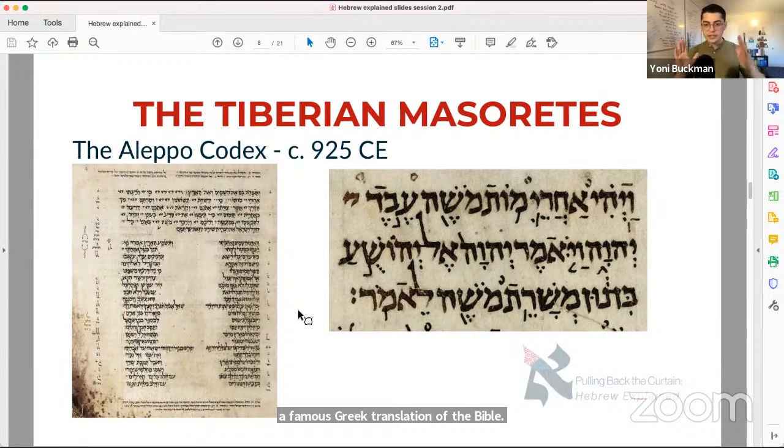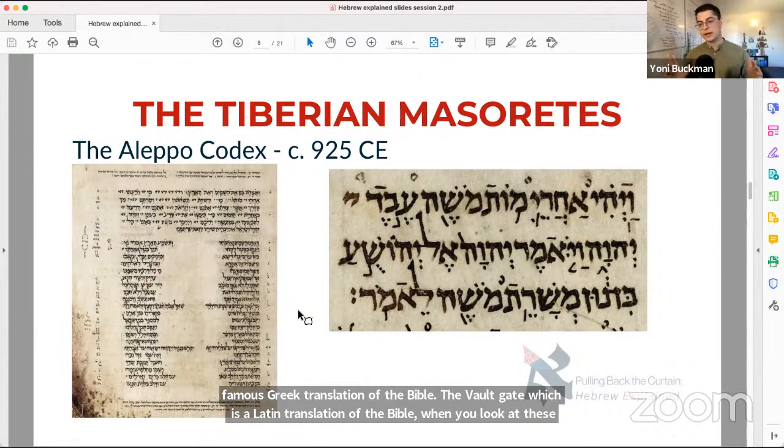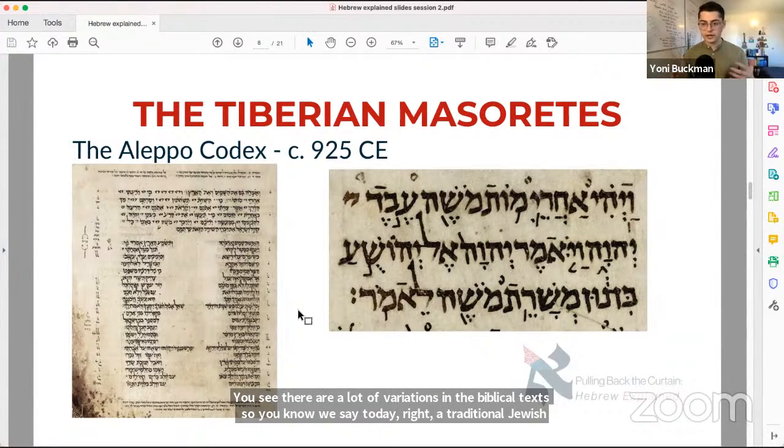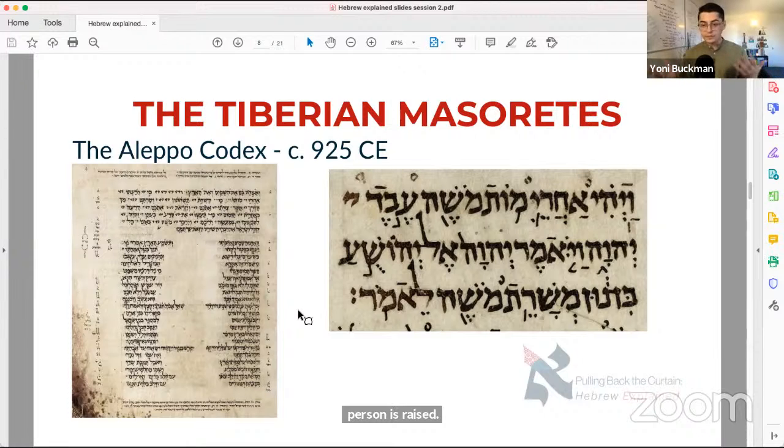So, we say today, right, a traditional Jewish person is raised generally with the idea that the Torah scroll that you have today, this Masoretic text, was like the perfect text from Moses, and it's never been changed and it can't be changed and all of that. And okay, there's an emotional truth to that, but historically, this is a relatively new text. Now, the Masoretes did a whole number of things.